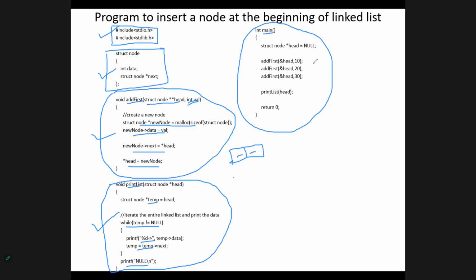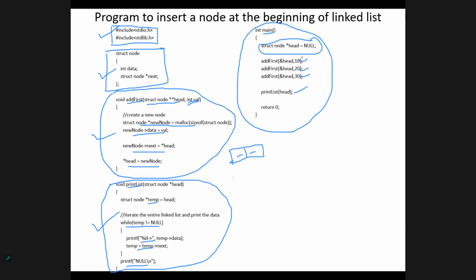Now we are trying to insert three values. Initially, we need to assign a null value to the head, because if there are some values in the memory, it will give you wrong output. Therefore, initially we will assign null value to this, and then add 10, add 20, add 30, and then print. Then it will print 30, 20, 10.